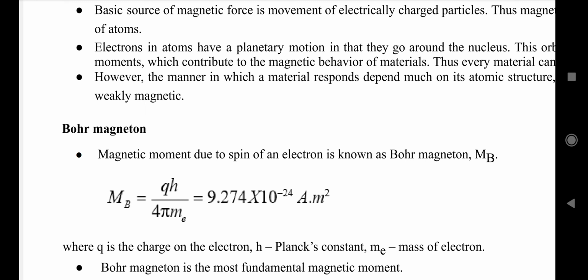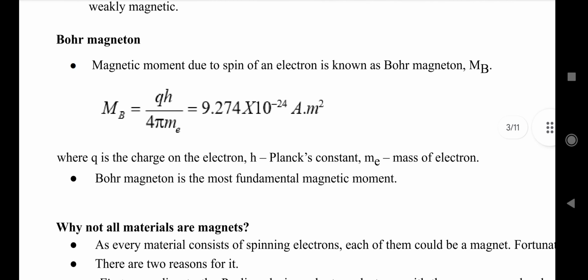So how do we calculate this magnetic moment? Because based on the magnetic moment we say that a material will show magnetism. The magnetic moment is calculated by the Bohr magneton, given by the equation qh by 4 pi m_e, where q is the charge on the electron, h is Planck's constant, and m_e is the mass of the electron. The Bohr magneton is the most fundamental magnetic moment.